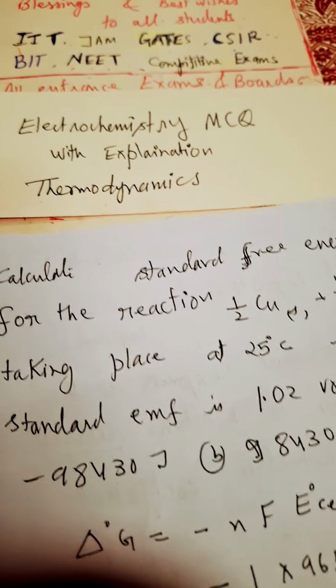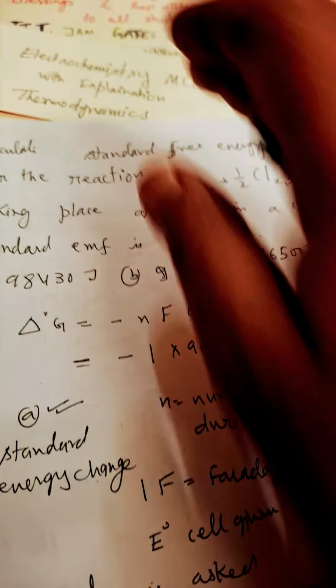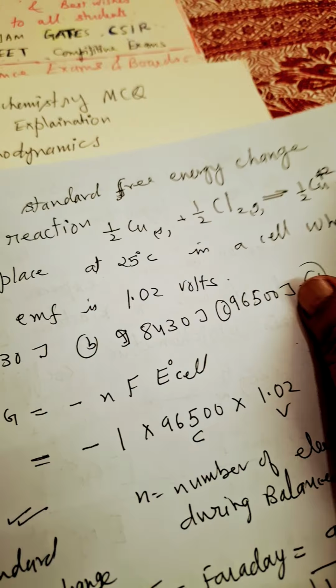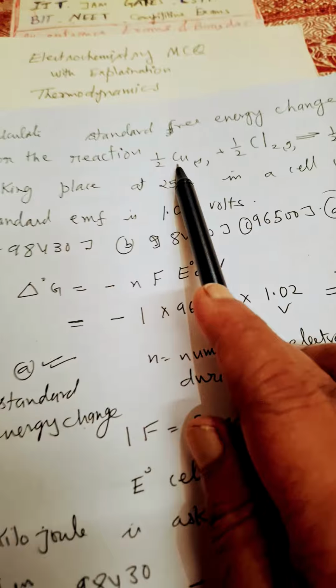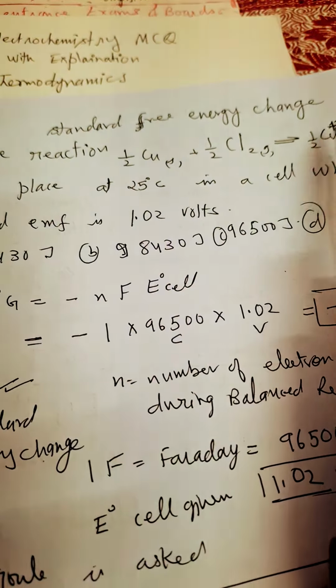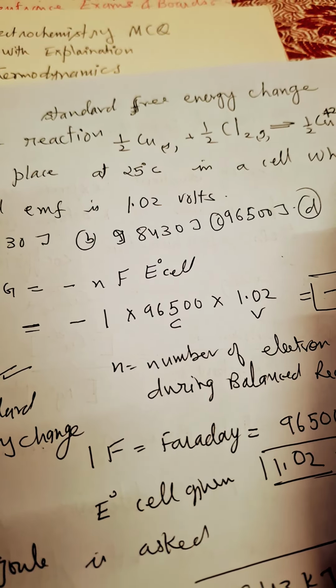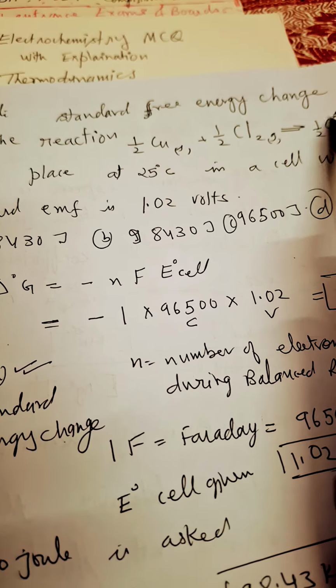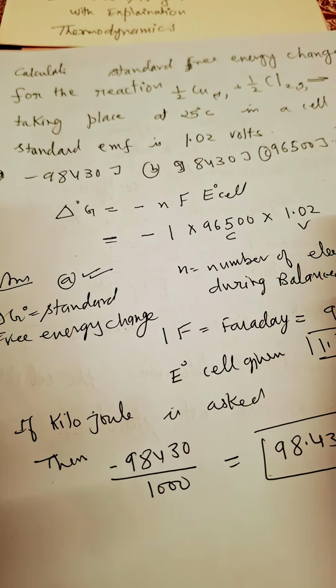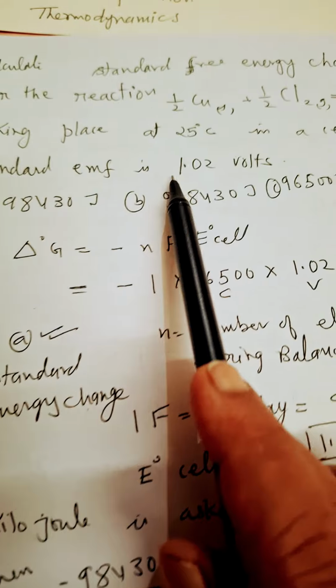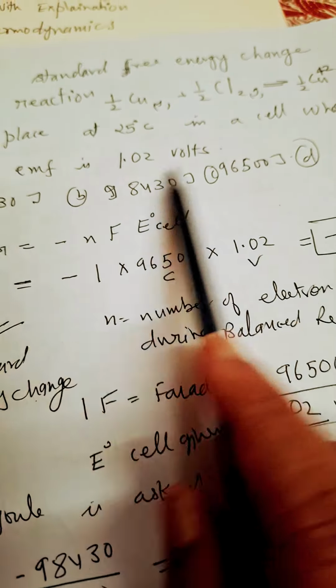Here we discuss about delta G. Calculate standard free energy change for the reaction: half Cu plus half Cl2 gives half Cu2+ plus Cl-. Remember, the half is written here. This is taking place at 25 degrees C in a cell whose standard EMF is 1.02 volt. Options are given to you.